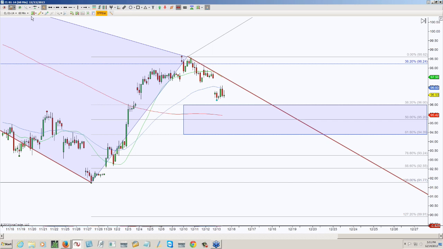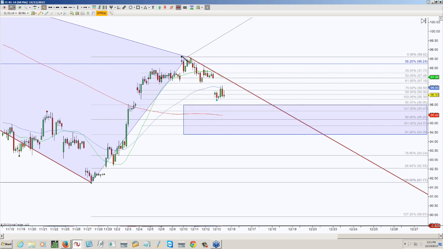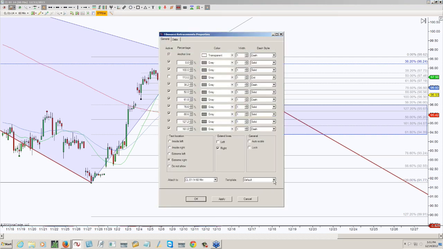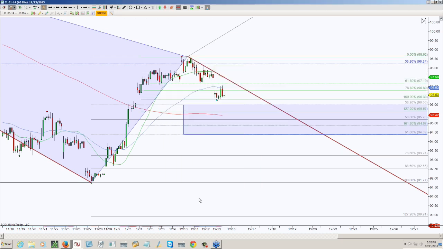Now, for this smaller pattern, I'm going to have to use a different low, right? Because I have to have at least 38.2%. So let's change this color, and it's 61.8%. Well, let's just see if we have any correlation. It's a 61.8%, so I know the 78.6% is the first target, and then my 1.272 and 1.618.